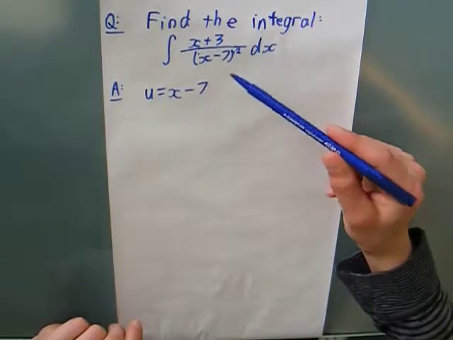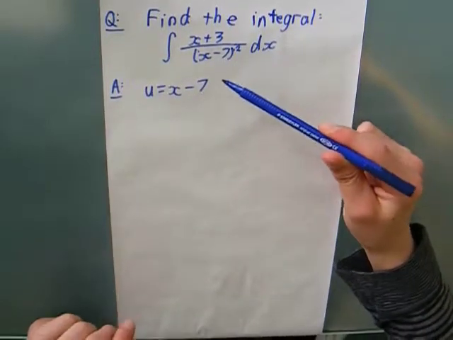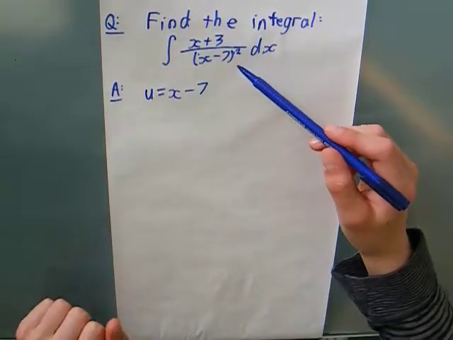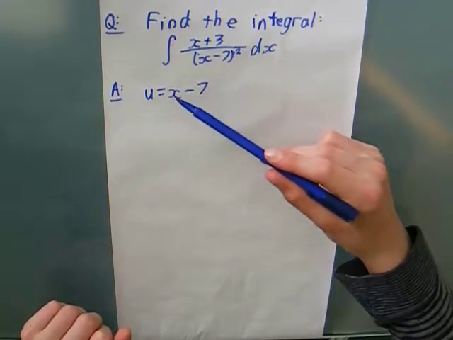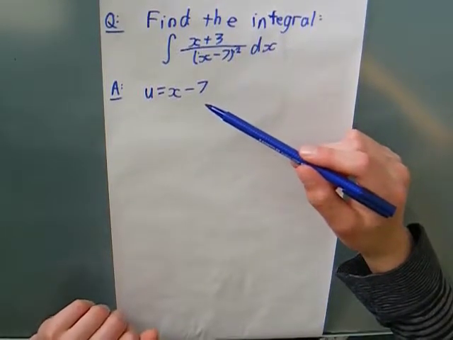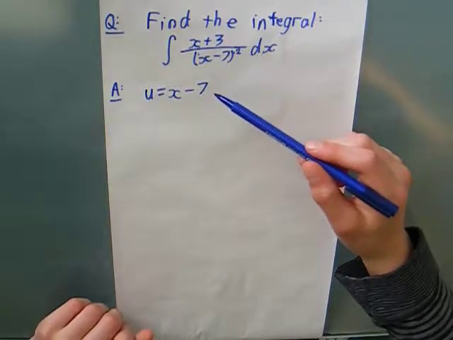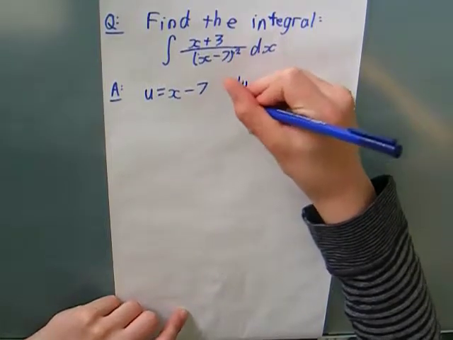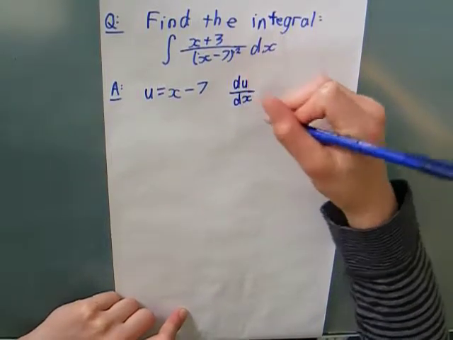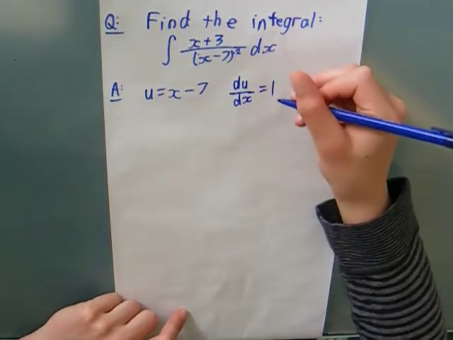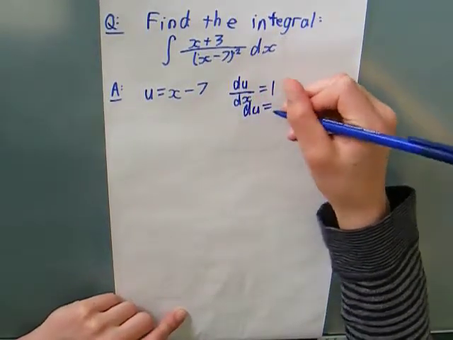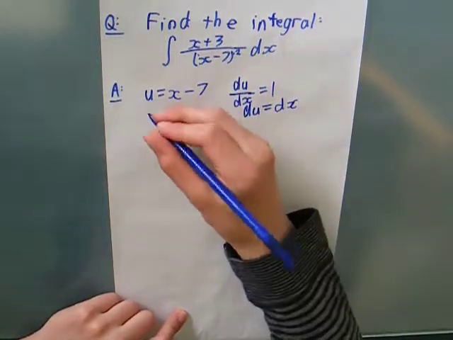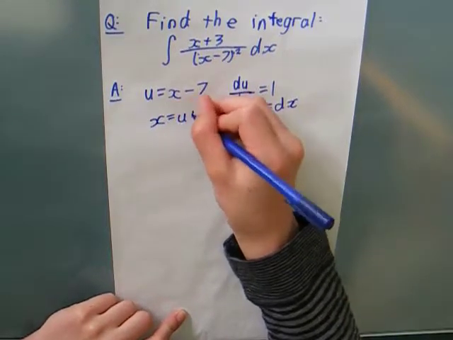You're a bit confused. And as a technique to problems of this type, you might find a few of these in exams or whatever as a standard type of problem. So I got u equal to x minus 7, and now I've got du over dx equals 1, so du equals dx, and also, however, from this I can get that x equals u plus 7.